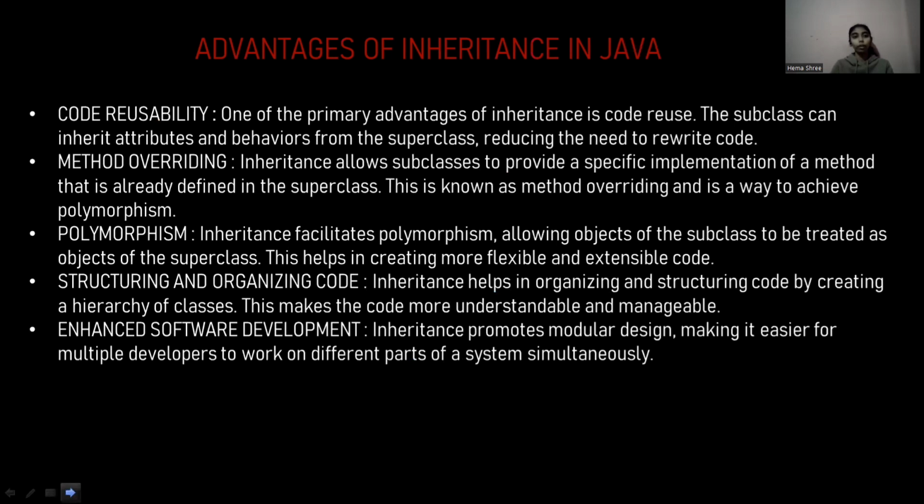Advantages of inheritance. Code reusability. One of the primary advantages of inheritance is code reuse. The subclass can inherit attributes and behaviors from the superclass, reducing the need to rewrite code. Method overriding. Inheritance allows a subclass to provide a specific implementation of a method that is already defined in the superclass. This is also method overriding and is a way to achieve polymorphism. Polymorphism. Inheritance allows objects of a subclass to be treated as objects of the superclass.